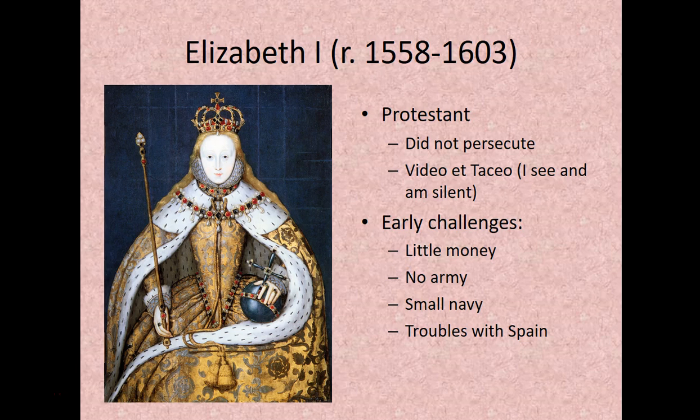After Mary dies, we see the reign of her younger half-sister, Elizabeth. She's Protestant like her father. She decides that the Church of England should be reinstated. But unlike Mary, she is going to be really, really tolerant of Catholics. She saw how killing off people isn't really a good way to rule, doesn't really get you much in the way of support.